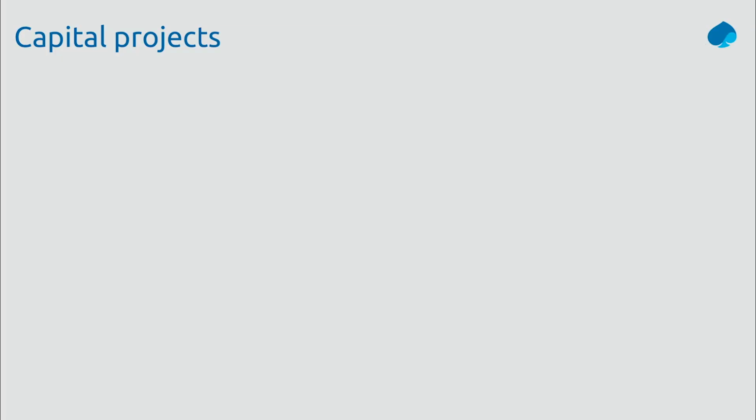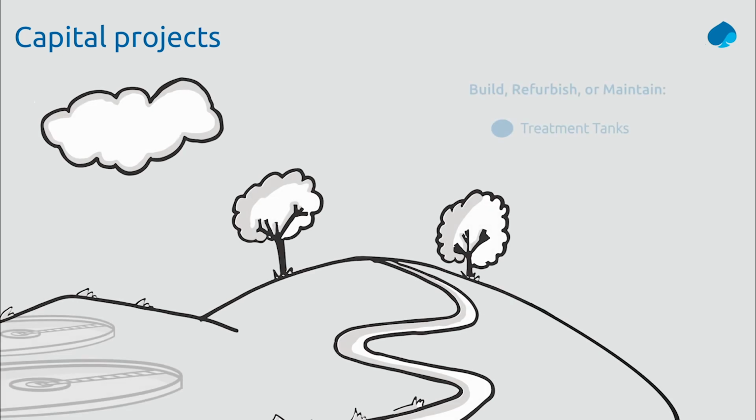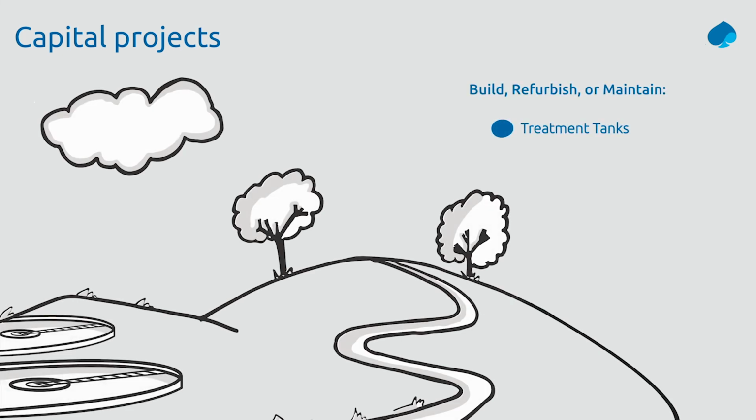So with those images, what we did was we tried to work out what is a capital project and how does it affect and what does it do in real life for an engineer. So we've got examples of the treatment tank. Treatment tanks can either be built, refreshed, or maintained. So built from scratch, that's one item of a capital project.